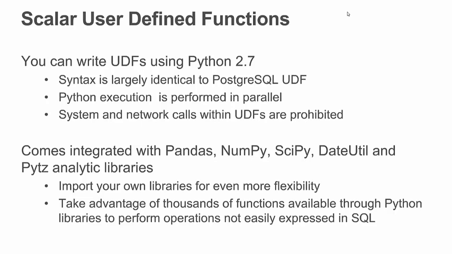We do sandbox the UDFs, so you can't make file system or network calls. But otherwise, the full Python interpreter is available to you, and it runs as compiled bytecode in parallel on all the compute nodes. The Python library in Redshift comes with pandas, NumPy, and SciPy for analytics. So those functions are available to you for use, but you can also bring in your own libraries.